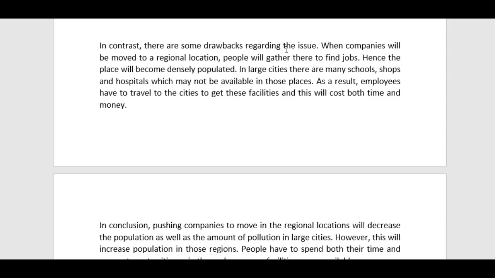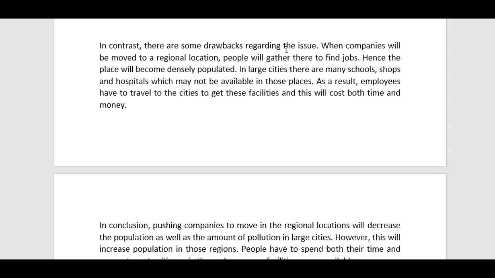In large cities, there are many schools, shops, and hospitals which may not be available in those places. As a result, employees have to travel to the cities to get these facilities, and this will cost both time and money. Okay, that's all right. I think you could have developed it a little bit more. I think you could have used some vocabulary which would have provided more precision here.